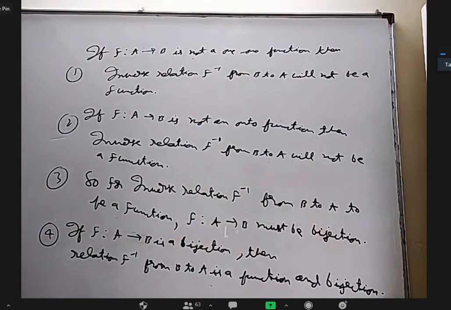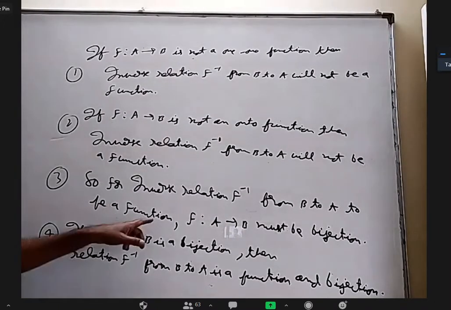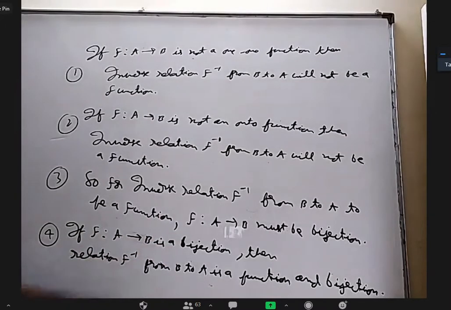Okay, can I erase all these 4 points? Last point, don't erase it. Okay. Anybody any doubt? I can explain, or if some part of it is not legible, I can read it for you.